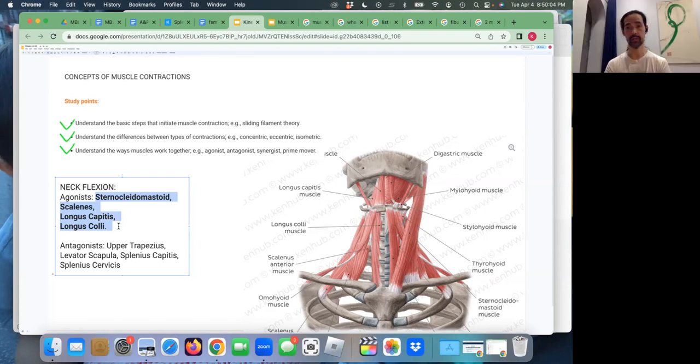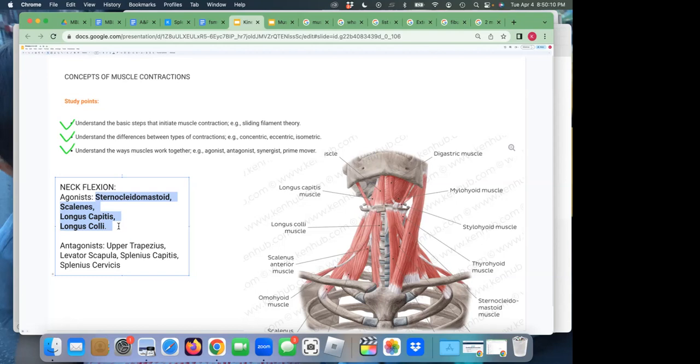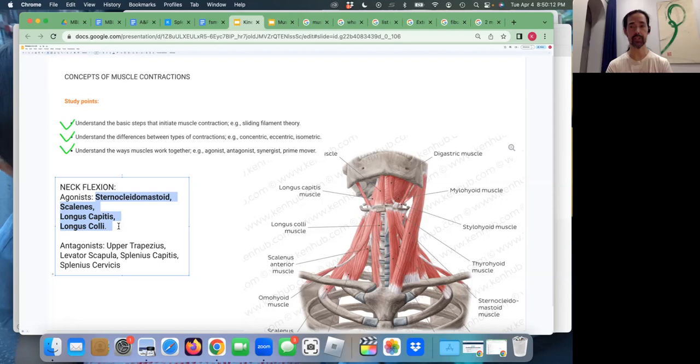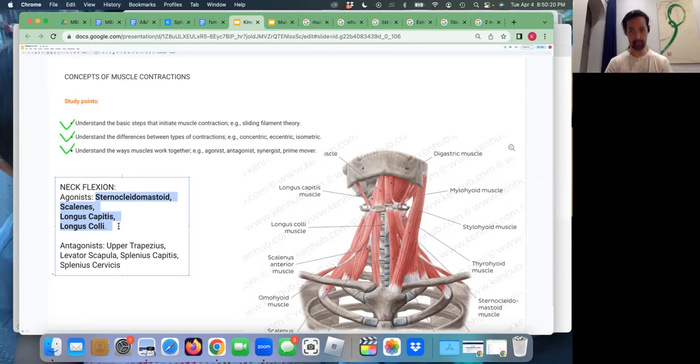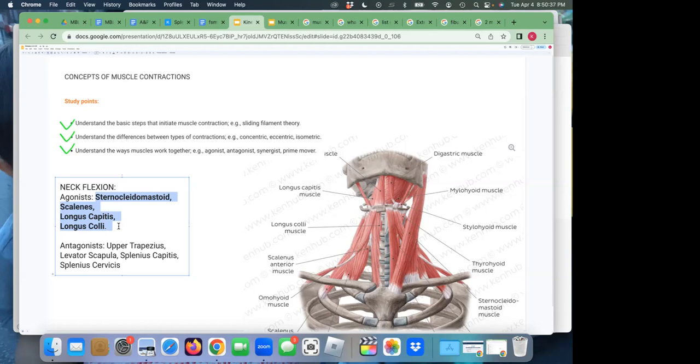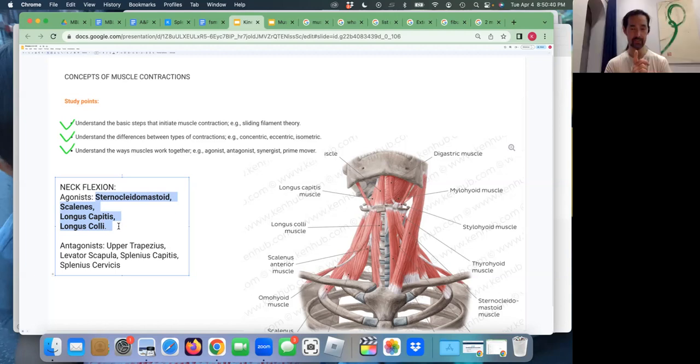Mint, do you know what neck flexion looks like? Can you see me? It looks like this. Okay, that's neck flexion. And then would you say that the muscles that we named in the front, the sternocleidomastoid, the scalenes, the longest capitis, and the longest coli, are agonists in flexion, or antagonists, or synergists? Antagonist. Agonists, because they're doing most of the work.